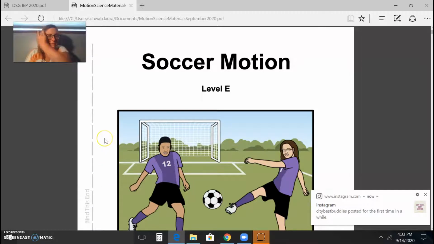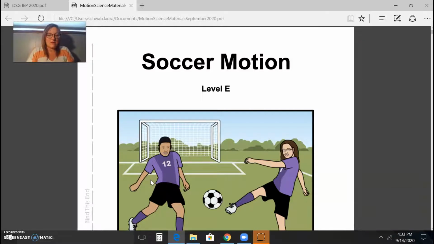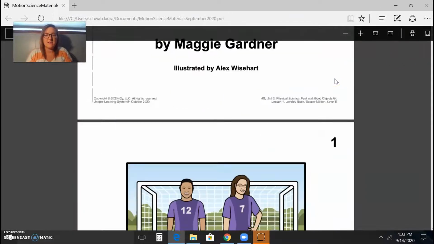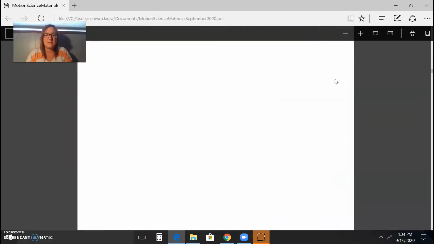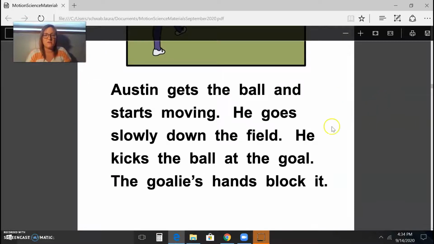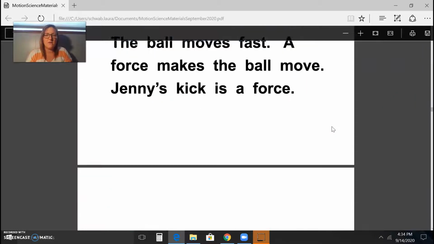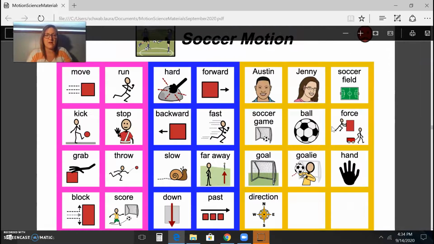Hello, so I wanted to run through quickly how I think we can best support each other with stories like this from Unique Learning. So we all should have our story out. Perez, I will email you this exact PDF, and so students will have this, and then each of them will have a separate communication board that I want them to have out next to the story. So they'll have the story and then they'll have this communication board.